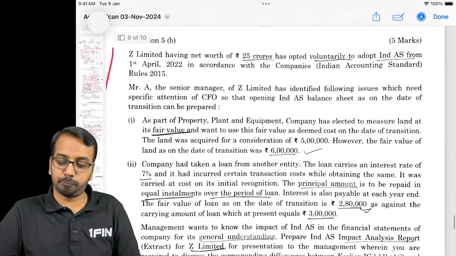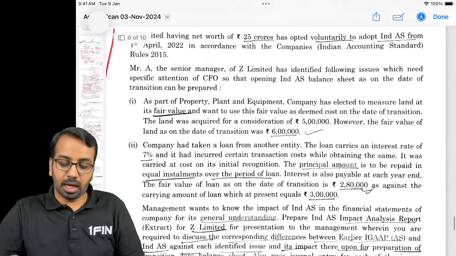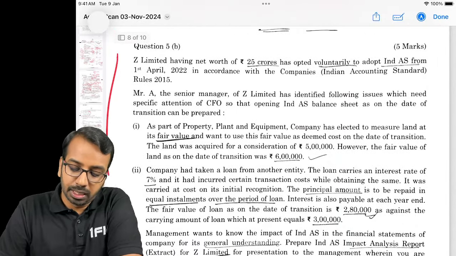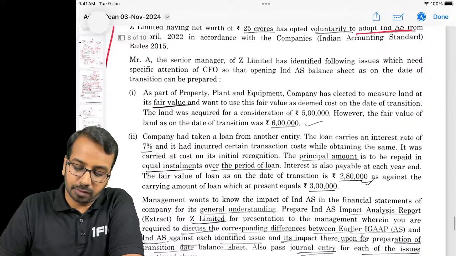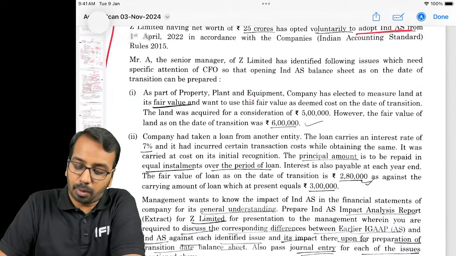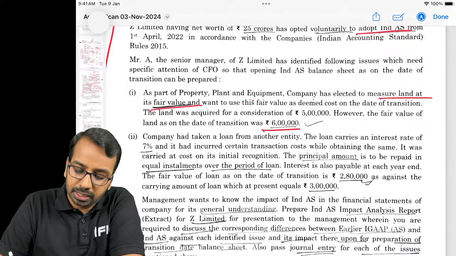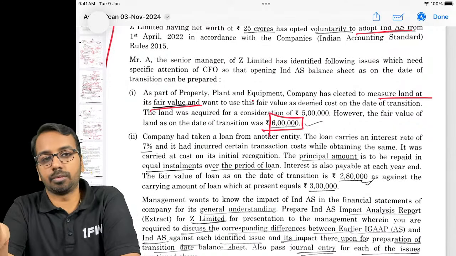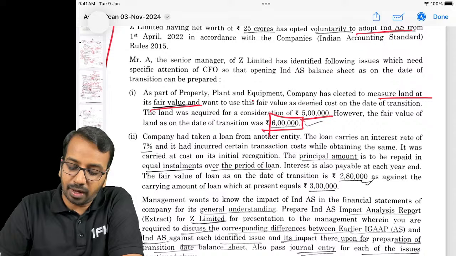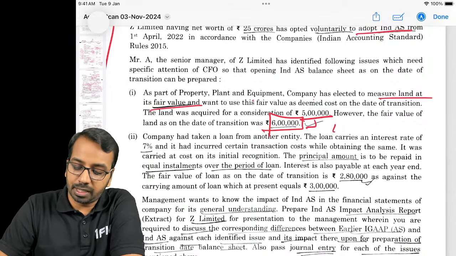Right. Then this one is a pretty straightforward question. They have adopted Ind AS. The first thing is, as a part of PPE, property, plant and equipment, measure land at fair value. Can they do that? Yes. So this 6 lakhs will be the value at which they will be recognizing. 5 lakhs is the existing amount. So the difference of 1 lakh, you will take it to retained earnings.